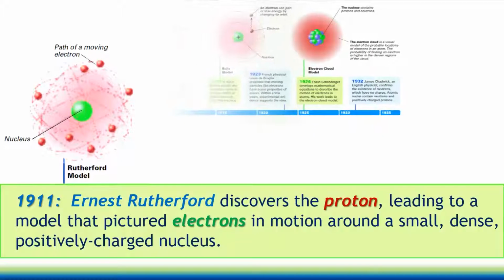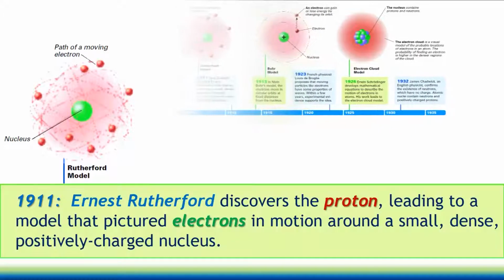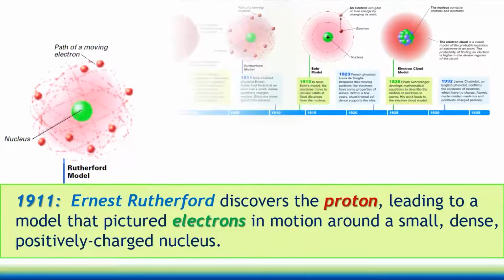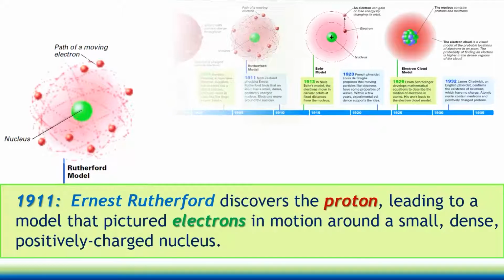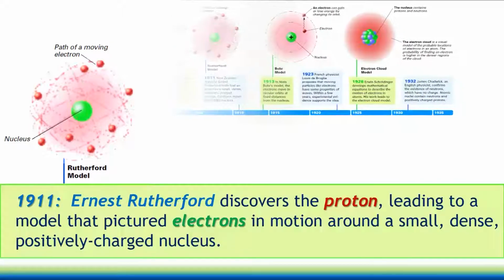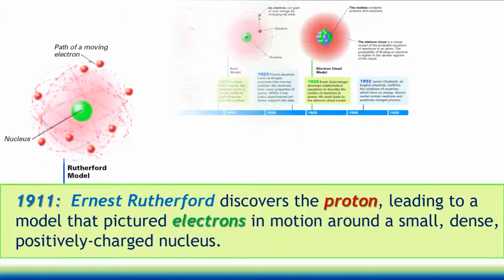And as part of discovering the proton, he was forced to conclude that we needed a model that shows the electrons in constant motion, and that the proton and its mass could only be accounted for if we said it was located in the very center of the atom. And so he not only discovered the proton, he discovered the atomic nucleus.